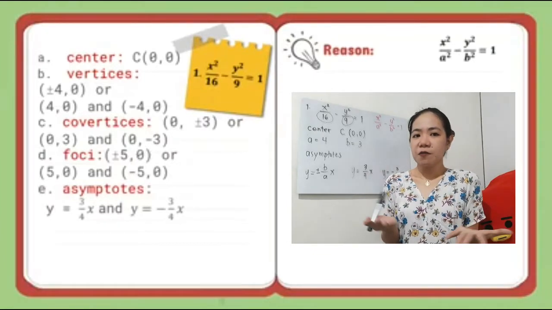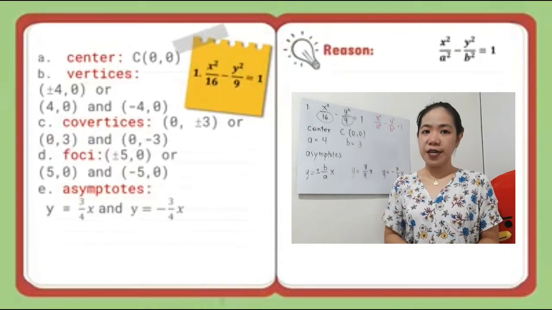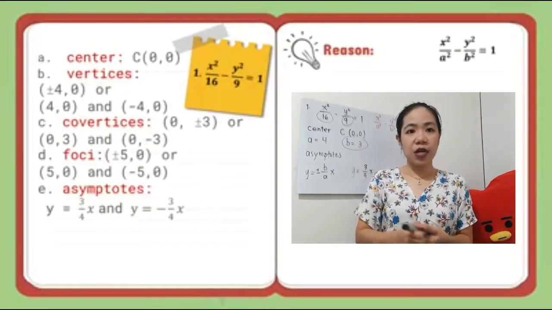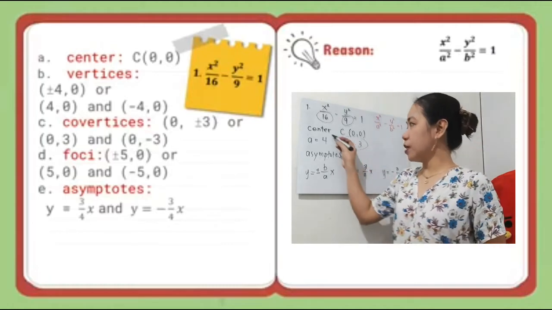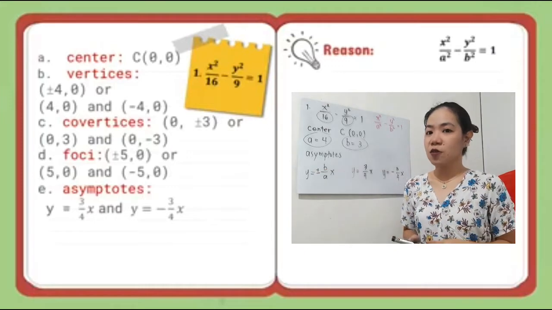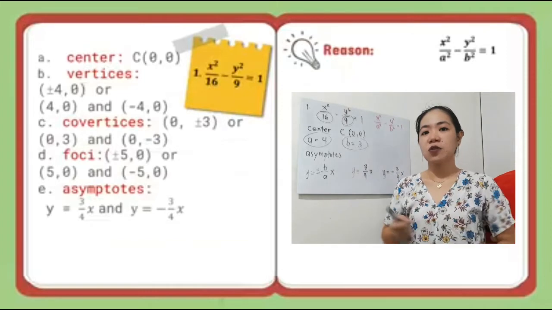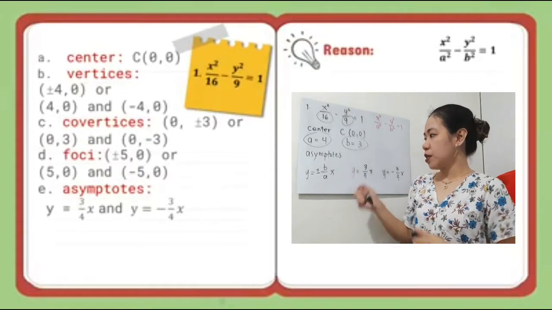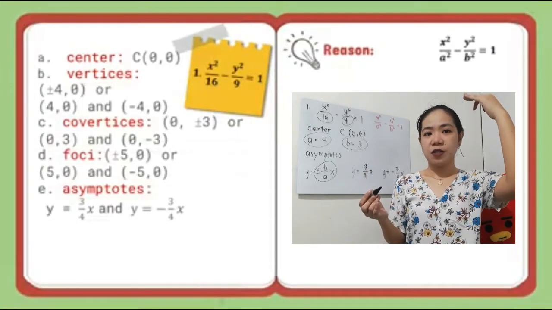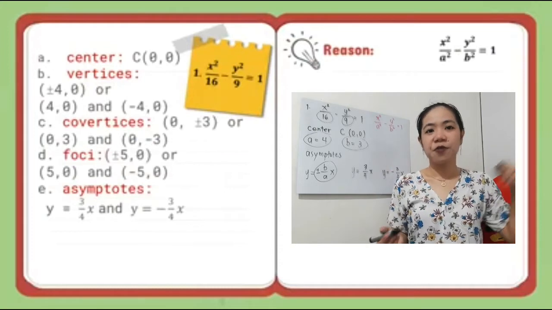Okay, if you're ever wondering why this is y equals b over a x, it's because remember that b is a distance along the y-axis and a is a distance along the x-axis. So take note that the slope is rise over run, and this actually forms two straight intersecting lines. So we take the rise over run, or y vertical over x horizontal.